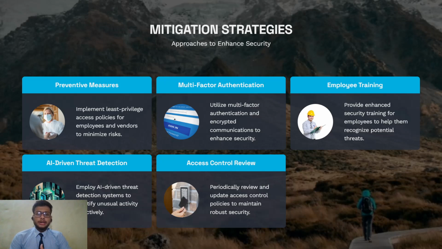In AI-driven threat detection, we should incorporate AI with our system as well as data to detect some types of threats. When there is a possibility of threats, the AI should tell us that these threats are coming, or it should handle them without our permission also. Then next is the access control review. Companies should periodically review and update the access control policies to maintain the security.